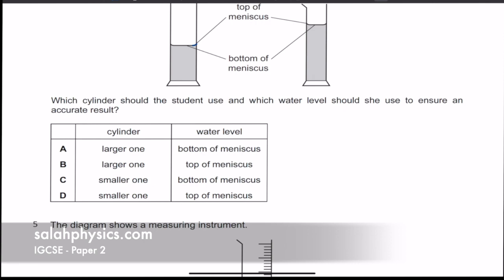If you go over the answers, you will find I'm going to use the smaller cylinder. It means the error will be less and the accuracy will be more. So I'm going to write here, it's the smaller one. So the right answer is supposed to be C or D. And the water level should be the bottom of the meniscus. So I'm going to choose the bottom of the meniscus here. So depending on that, the right answer is supposed to be C.